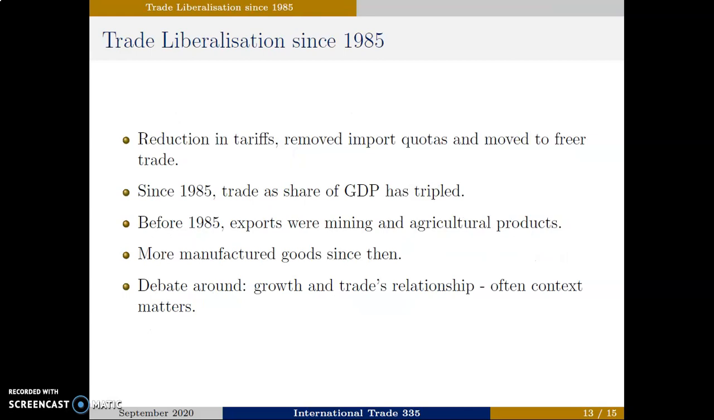Since 1985, the focus has been on trade liberalization, which includes the reduction in tariffs, removing import quotas, and generally freer trade. Trade as a share of GDP has tripled since then. Another aspect that changed with trade liberalization is the shift in focus in goods that are traded. Before 1985, exports consisted mainly of mining and agricultural goods, while after 1985 it is manufactured goods. There is still debate about trade's relationship with growth, which brings us back to our initial point. Context often matters.